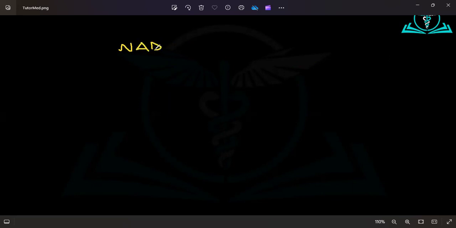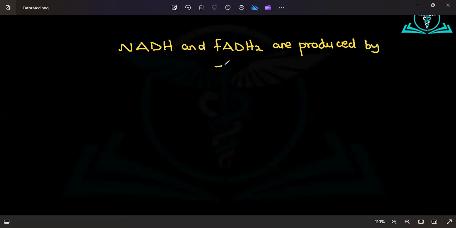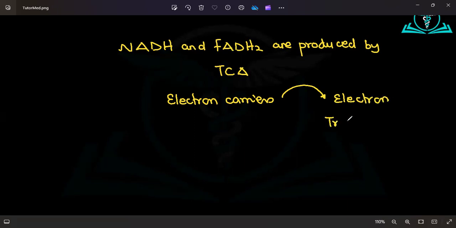So the point is that I want to make sure that you get it once and for all. In biochemistry, although I have protein metabolism and fat metabolism to do, this one you have it engraved. They are produced by the cycle, by the TCA cycle. And they are electron carriers, which would give the electrons they have picked from the TCA cycle to the electron transport chain. All of you have heard of that before, right?